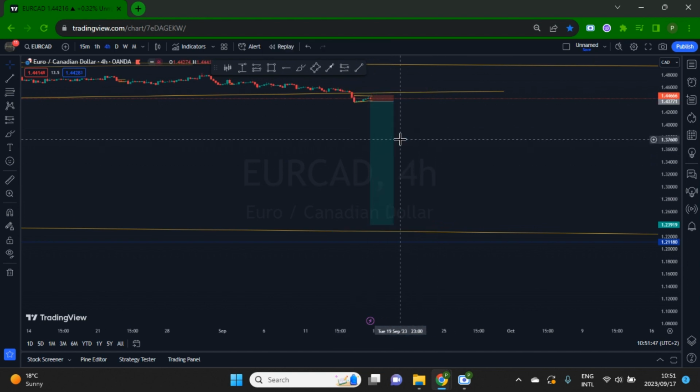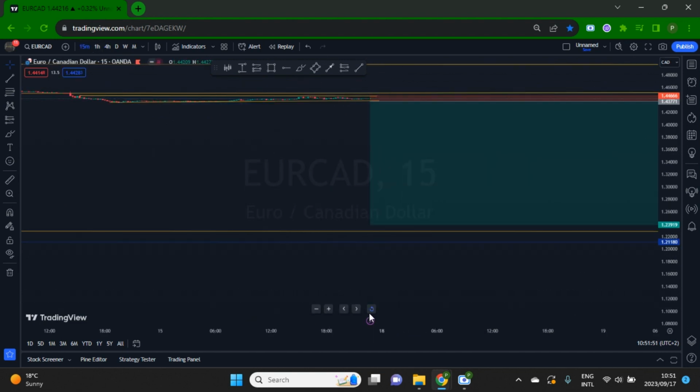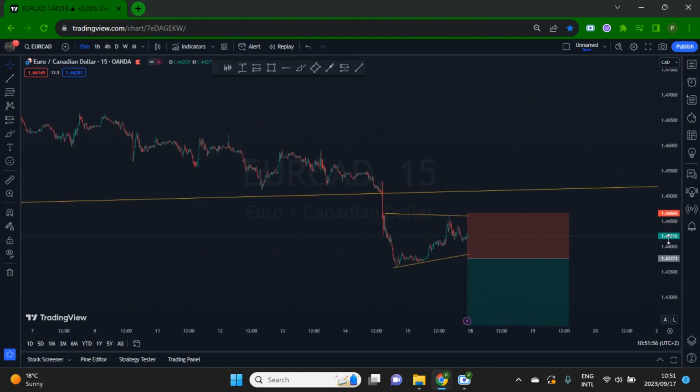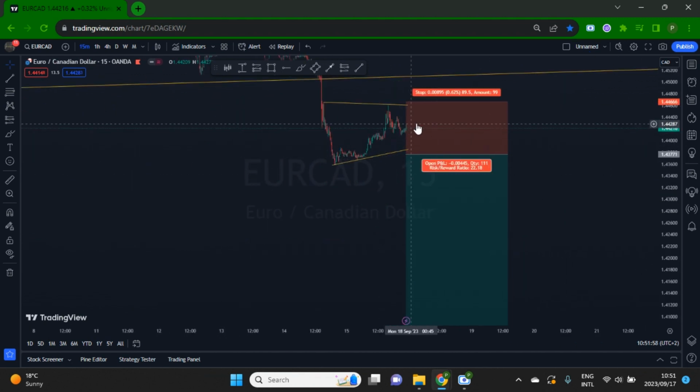So this is what I'm anticipating for the coming weeks actually, and for the remainder of the year. I'm anticipating the price here will be moving all the way down, but I'm just going to be careful here.